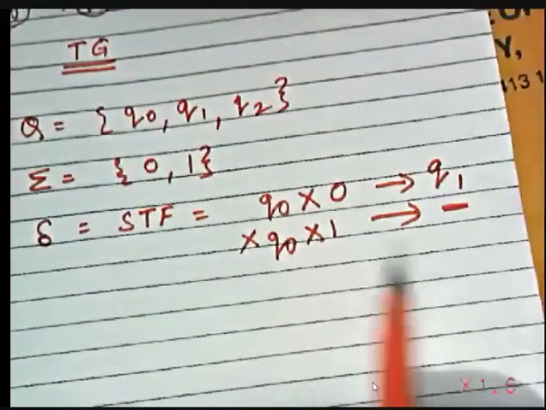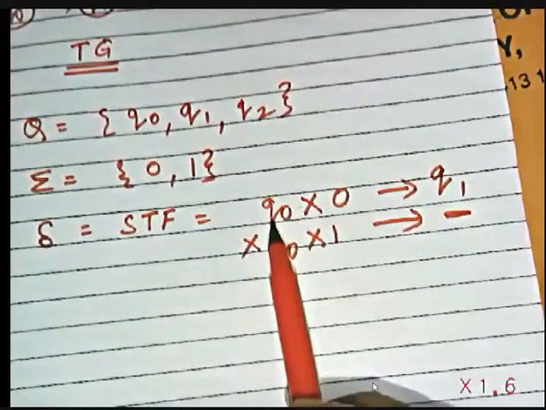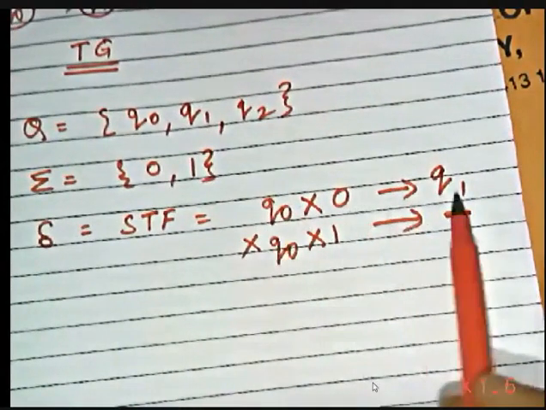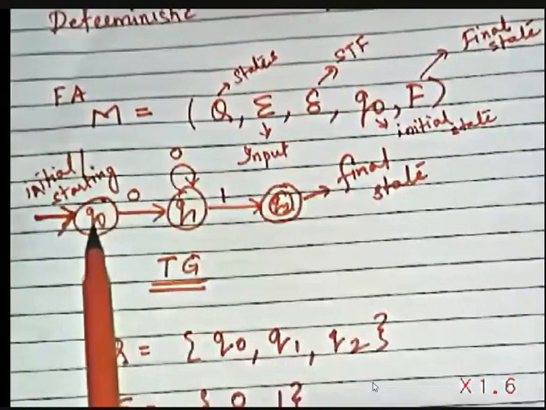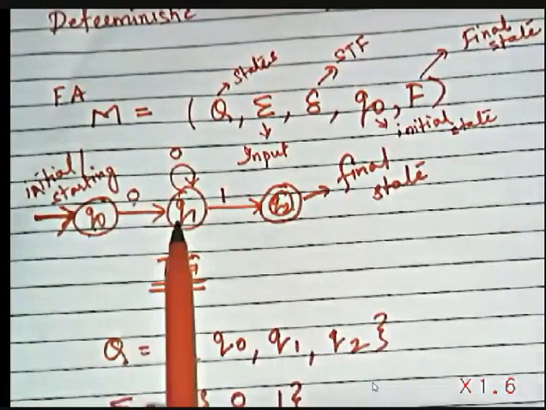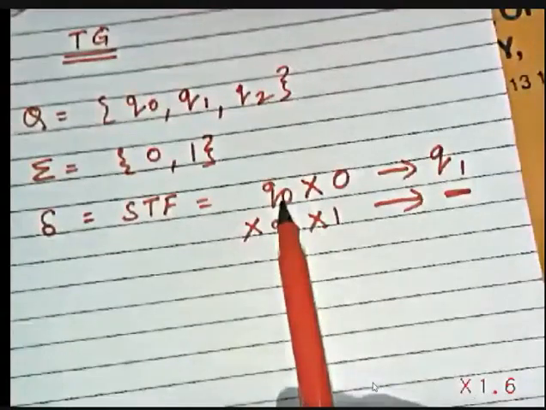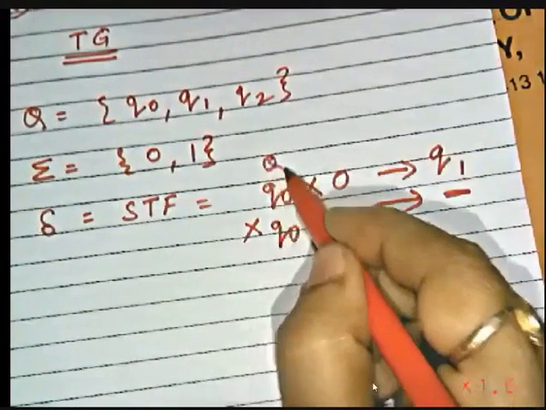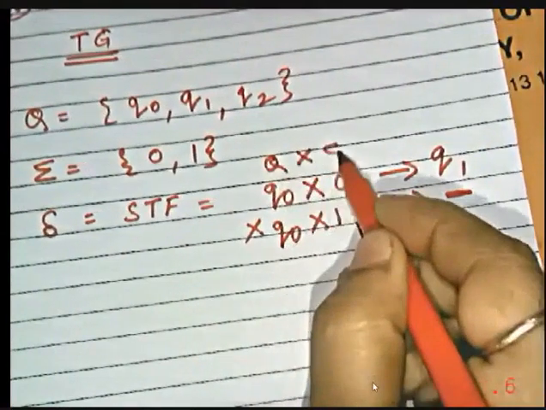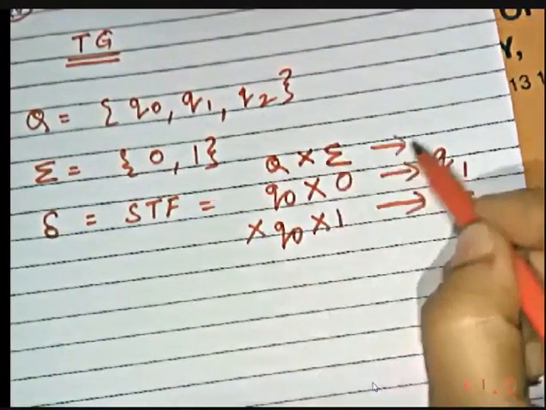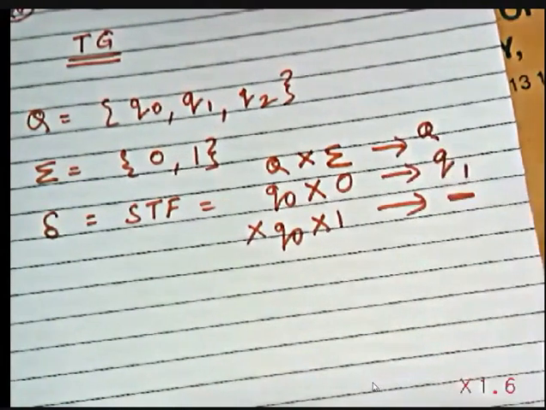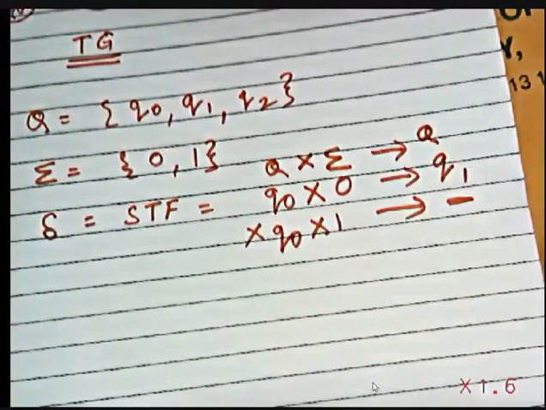Yes. So in this delta function, Q0 on 0 moves to Q1. I have represented here that this Q cross sigma is giving you the next state. Is this the representation we discussed in the last lecture?